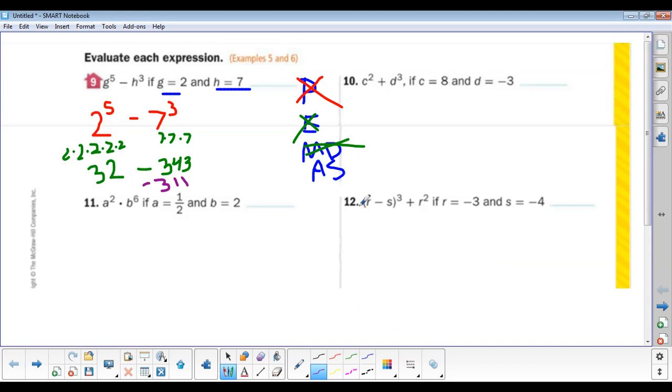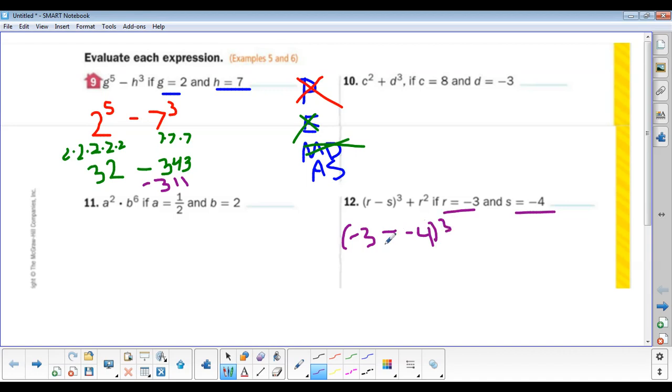I'm going to go ahead and do number 12. So remember, they give us these values. I'm going to start by substituting them. So instead of the letter R, I'm going to put negative 3. And instead of S, I'm going to put negative 4. But notice there's a minus in between them.